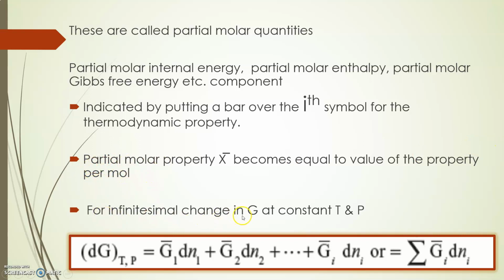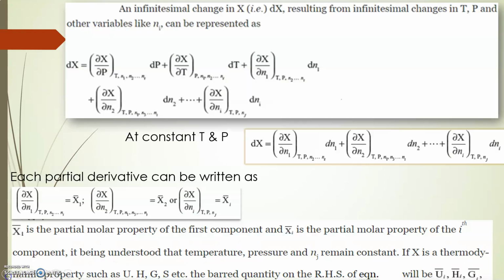So for an infinitesimal change in Gibbs free energy G at constant temperature and pressure, how can we write it? We can write dG at constant temperature, pressure, equals G1 bar dN1 plus G2 bar dN2, just similar to what we have found in the previous slide.